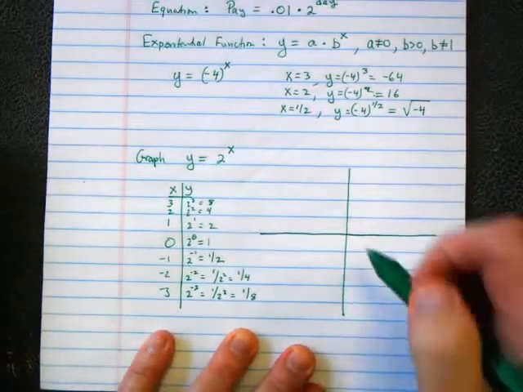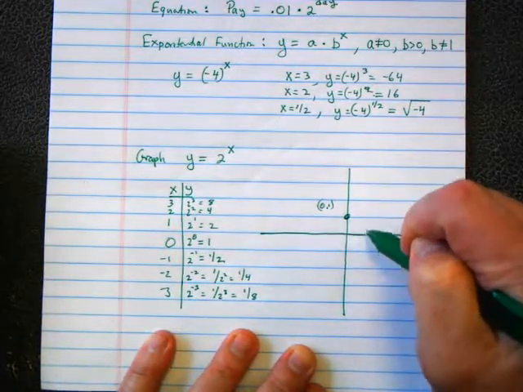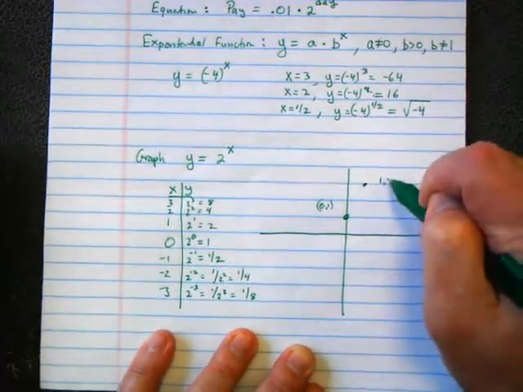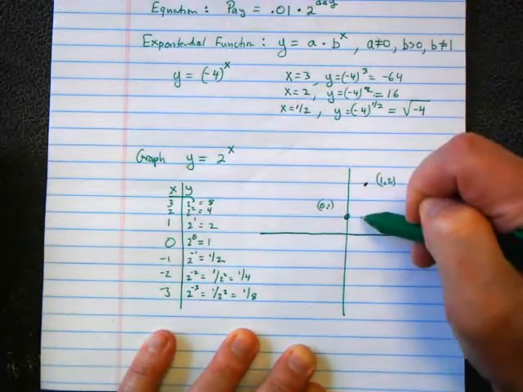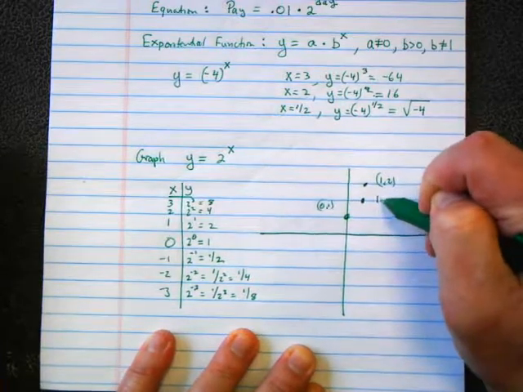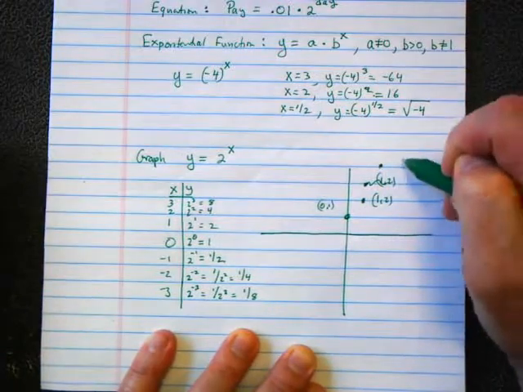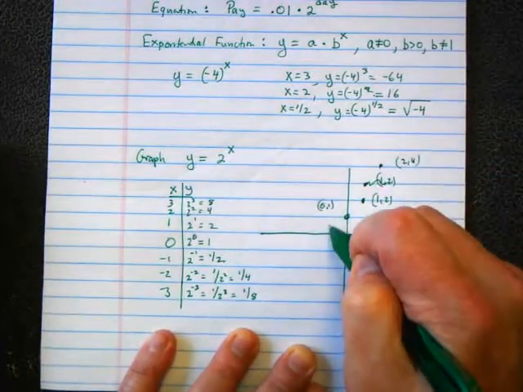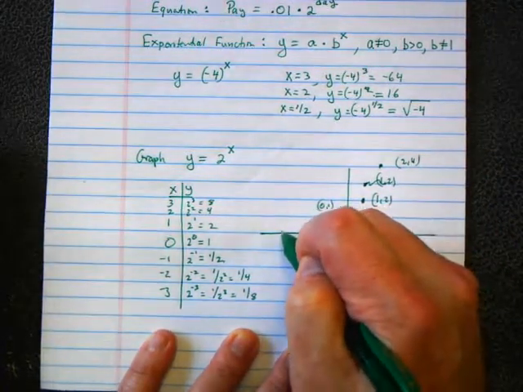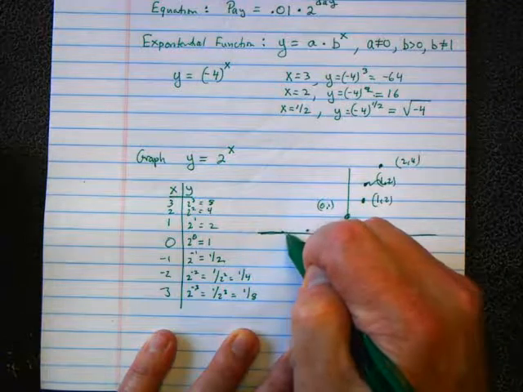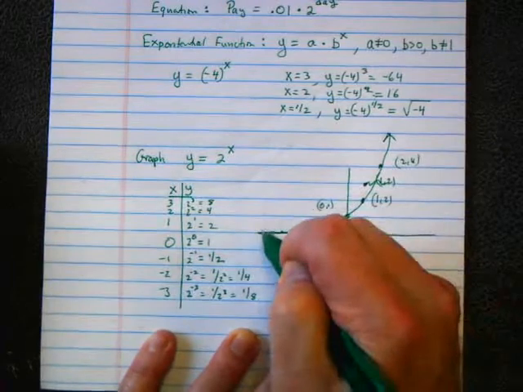All right, so we have 0, 1. We have 1, 2. We have 2, 4, so it's growing really fast. Oops, 1, 2 should have been right here. 2, 4 should be there. And then we had negative 1, 1/2, negative 2, 1/4, negative 3, 1/8. That one looks like it's touching the line, but it really isn't. And so we get a graph that looks like this.